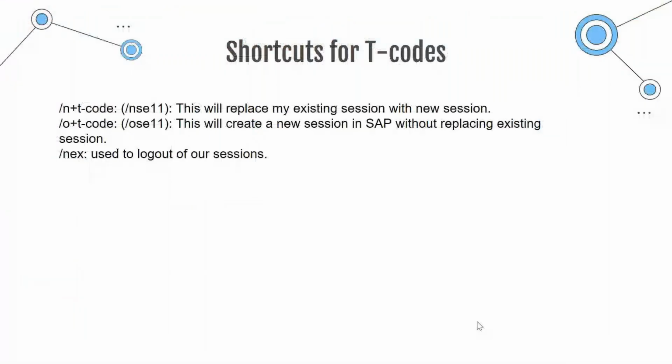/n replaces the current session to navigate to the new T code. /o will not replace the current session to open a new T code. It will create a new screen to open the new T code. I'll show you anyhow later, once we get into the system. Then /nex is a shortcut which is used to log off from your SAP.